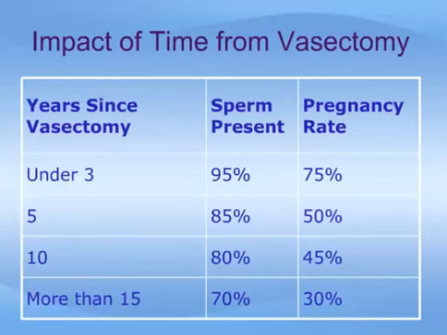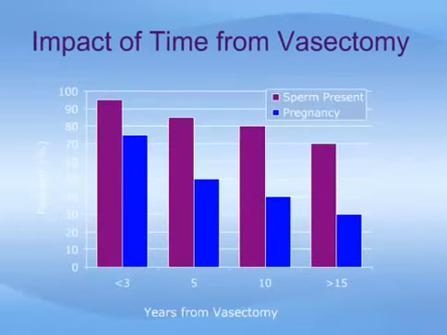This table outlines the importance of time following vasectomy. With less than 3 years passed since vasectomy, technical success, meaning the ability to reconnect the tubes and have sperm present in the semen, can be as high as 97% in the most experienced hands, and the pregnancy rate can be as high as 76%. These numbers drop with time, to the point where at 15 years, sperm are present in the semen only 71% of the time, and the pregnancy rate falls to about 30%. Graphically, this slide shows how the chance of successful reversal does decrease as the years go by after vasectomy.